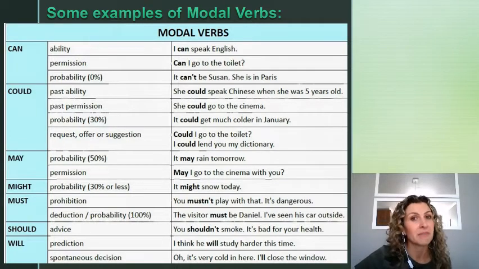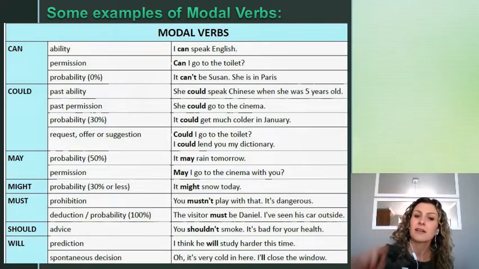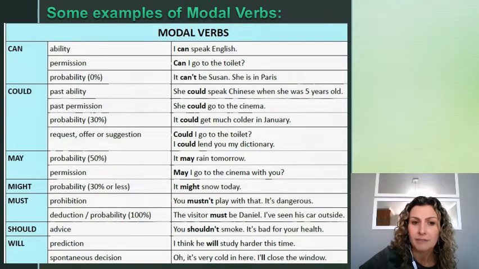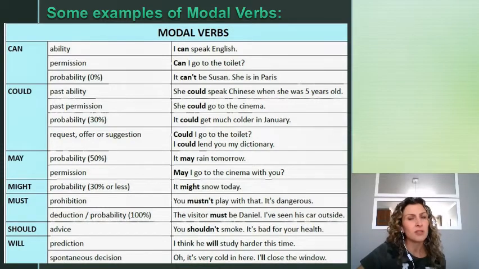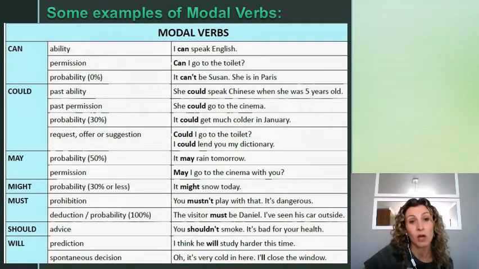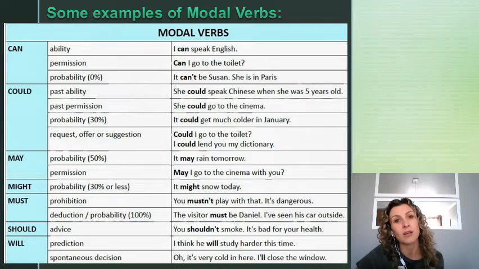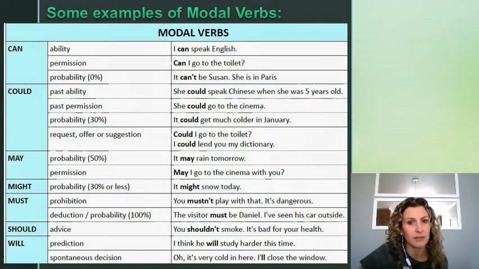Imagine that you are in an English class and your friend doesn't have a dictionary. You can say, I could lend you my dictionary. May, probability like 50%. It may rain tomorrow. Or may as a permission. May I go to the cinema with you? Might, low probability, 30% or less. It might snow today. Maybe it's just cold, so it's a low probability of snowing. Must, prohibition. You mustn't play with that, it's dangerous. Imagine that your little brother has a knife in his hand, and you say, you mustn't play with that, it's dangerous.